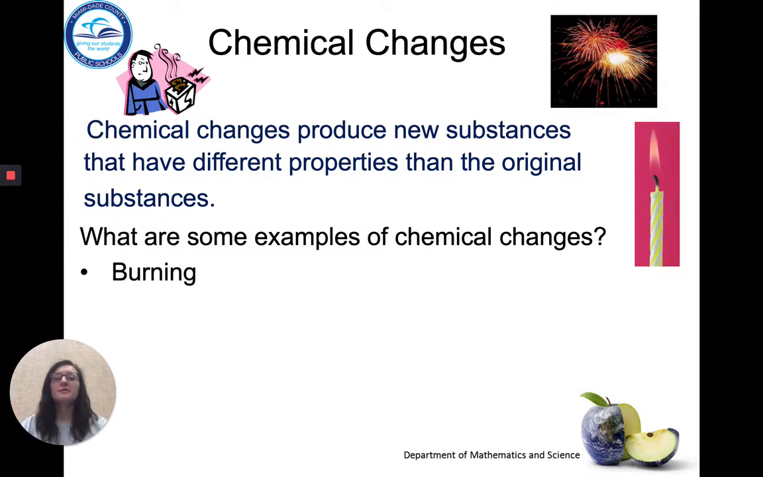So burning something. If we took this piece of paper and we burned it, is it still going to be a piece of paper? No, it actually is not. So that is an example of a chemical change. We are no longer going to have that piece of paper.